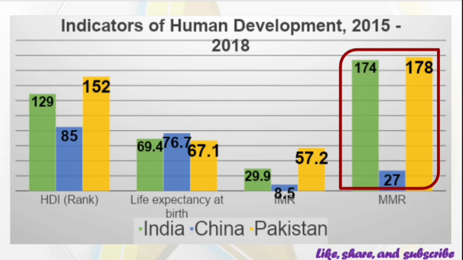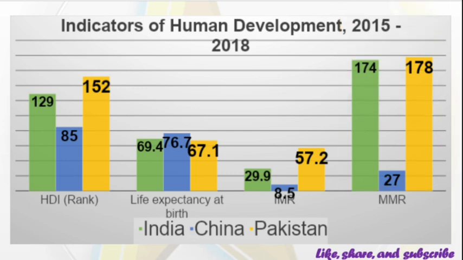MMR, that is maternal mortality rate, the incidence of mothers dying while giving birth. India's maternal mortality rate was 174 per 1 lakh births. China's maternal mortality rate was 27 and Pakistan's was 178. You can notice that China has done pretty well comparatively in all these indicators.